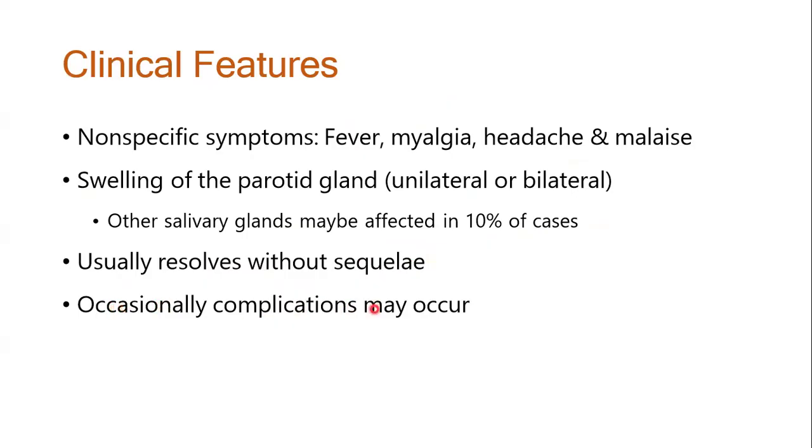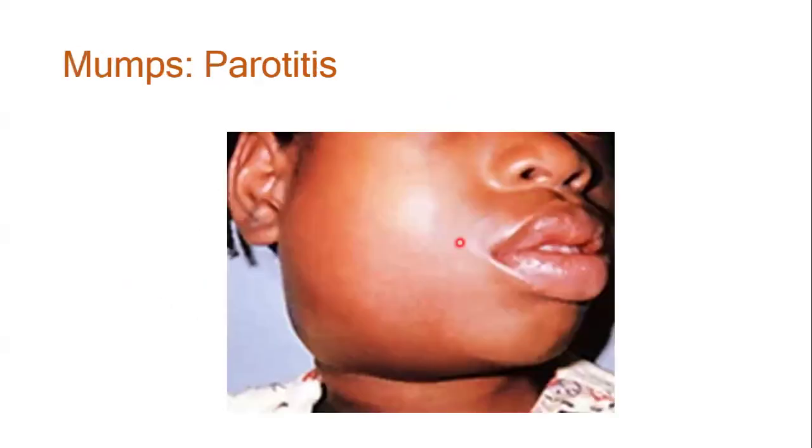Occasionally, complications may occur. So look at this patient. The parotid gland should be here, around here. Now you can see it has swollen like this. So if you see this on your exam, it looks like a mass, but it's actually a swelling on one side of the face, mumps. So this is known as parotitis, inflammation of the parotid gland.